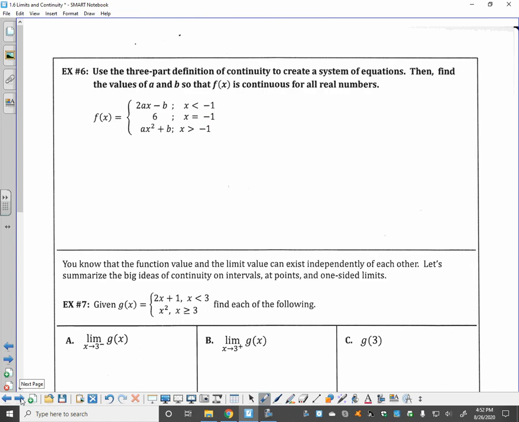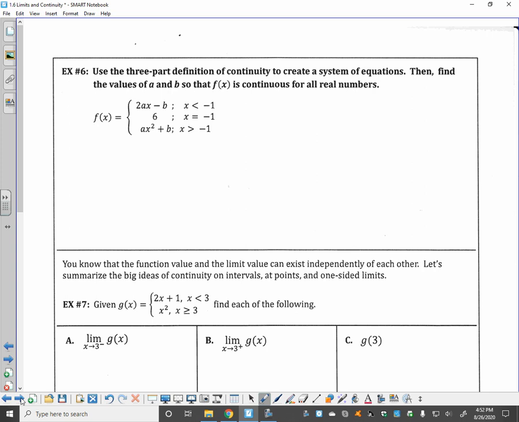Now, before school started, I gave you a couple videos that I wanted you to watch, and one of them was on systems. So, we're going to put that knowledge to the test. Use the 3-part definition of continuity to create a system of equations. Then find the values of a and b so that f is continuous for all real numbers.